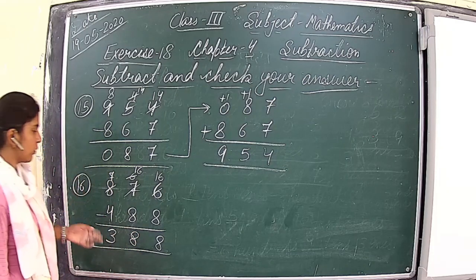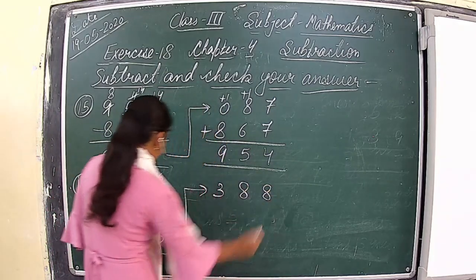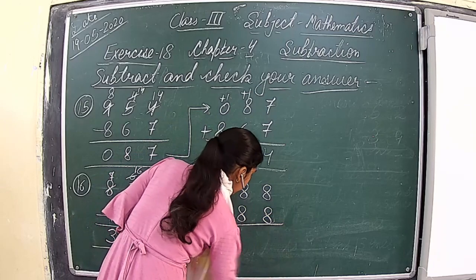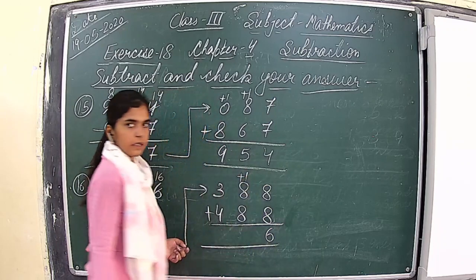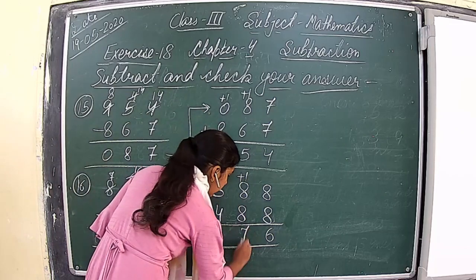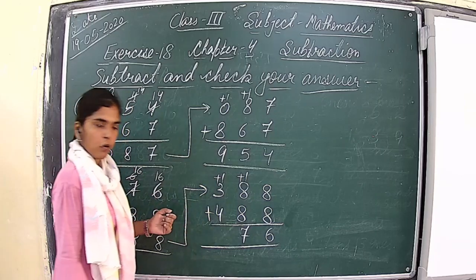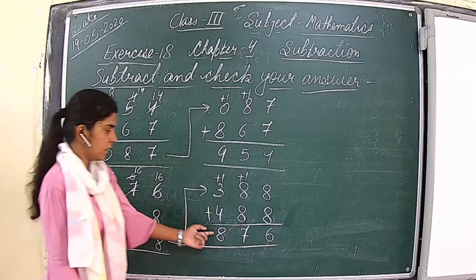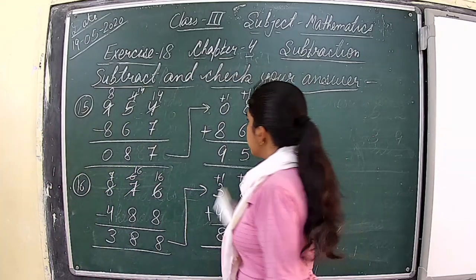Okay? And I told you how to check the answer. We will write this number 388. Then we will add this number to this 488. Now add the numbers. 8 plus 8, 16. So 6, 1 will go for the carry. 8 plus 1, 9. 9 plus 8, 17. 7, 1 will go for the carry. 3 plus 1, 4. 4 plus 4, 8. So the answer is 876. Same number, 876. It means our answer is correct, right? Now question number 17.